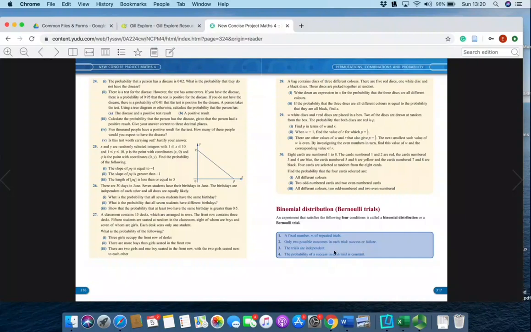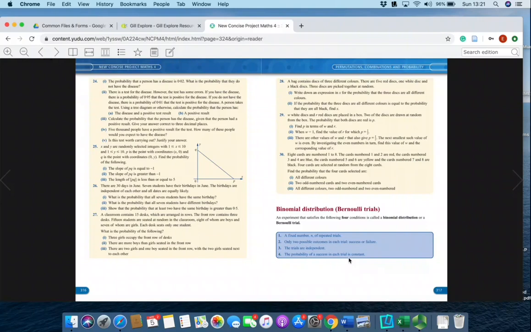The trials are independent. The outcome of one flip of the coin does not in any way influence the outcome of the second flip of the coin. And the probability of a success in each trial is constant. So in this case, flipping a coin, the probability of success is 0.5.